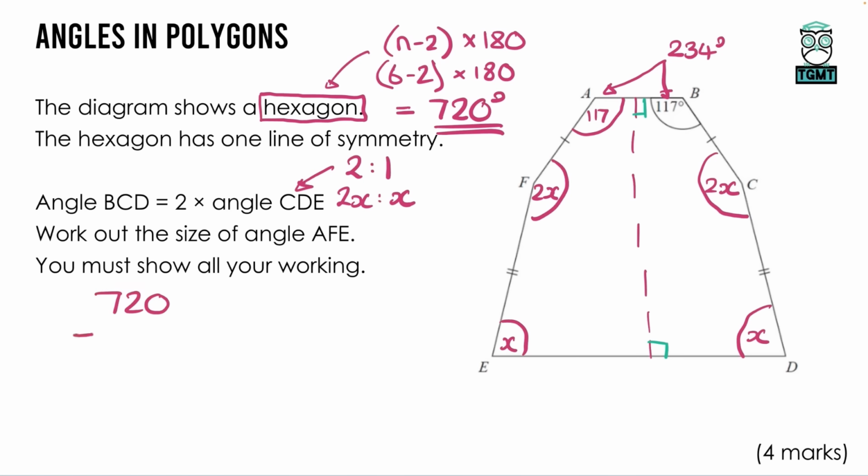So borrow from the 2, 4 from 10 is 6. I'm going to have to borrow again, and then 3 from 11 is 8, 2 from 6 is 4. So there are 486 degrees left in the hexagon.